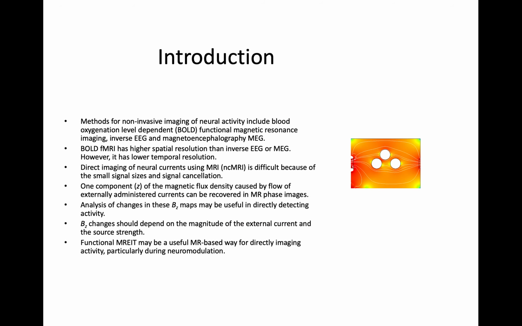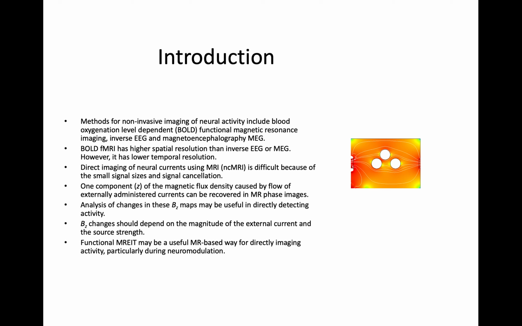There are a number of methods that can be used to non-invasively image neural activity. These include blood oxygenation level dependent or BOLD fMRI, inverse electroencephalography EEG, and magnetoencephalography or MEG. BOLD fMRI is widely used to image activity with higher spatial resolution than inverse EEG or MEG. However, it is less temporally direct, and timing information must be deconvolved from signals using the hemodynamic response function.